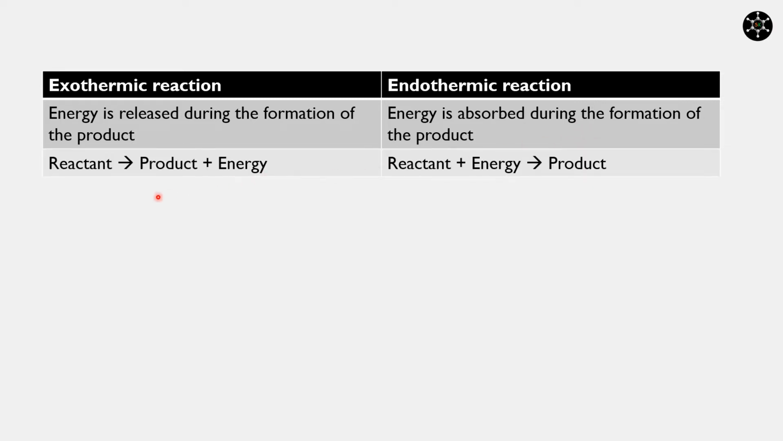In the equation form, exothermic reaction can be written as reactant giving product plus energy, meaning this much amount of energy got released when reactant got converted into product. Under endothermic reaction, the equation takes the form reactant plus energy giving product, indicating reactant has absorbed this much amount of energy to get converted into product.